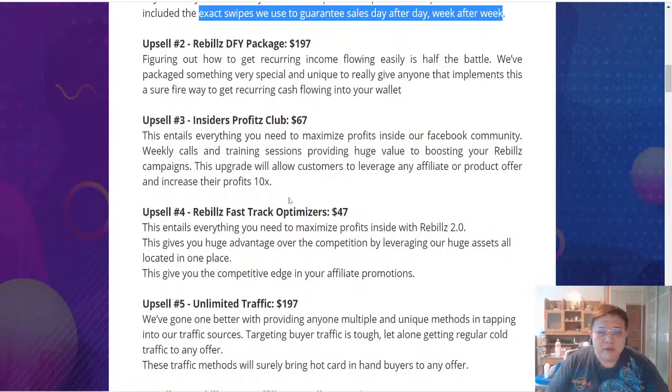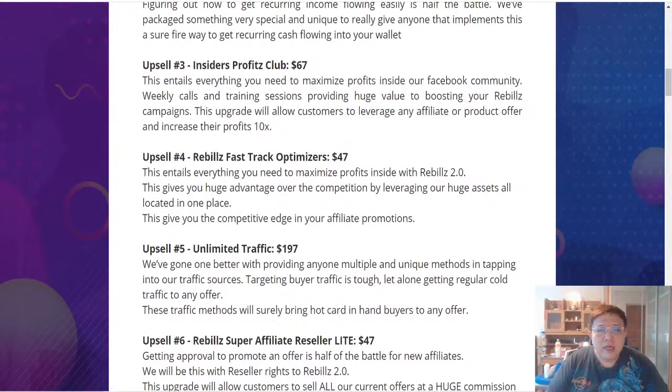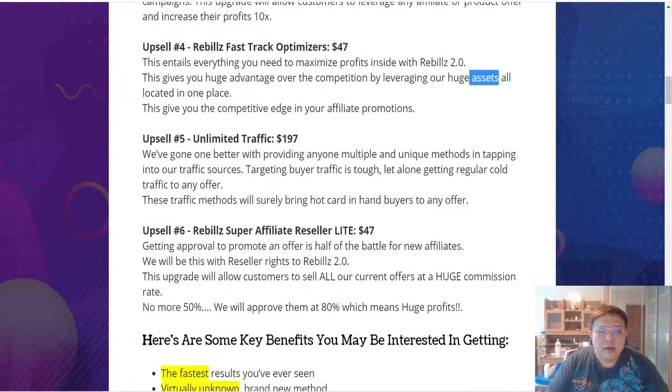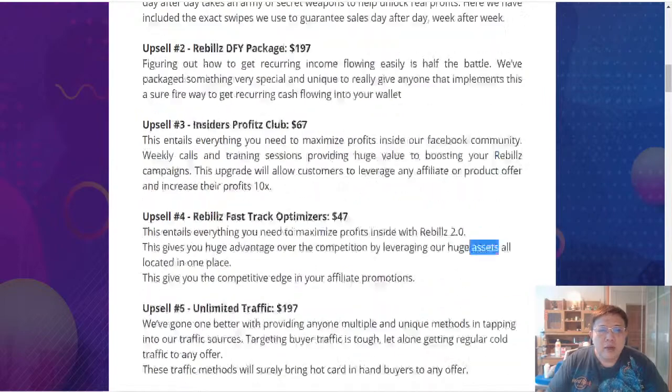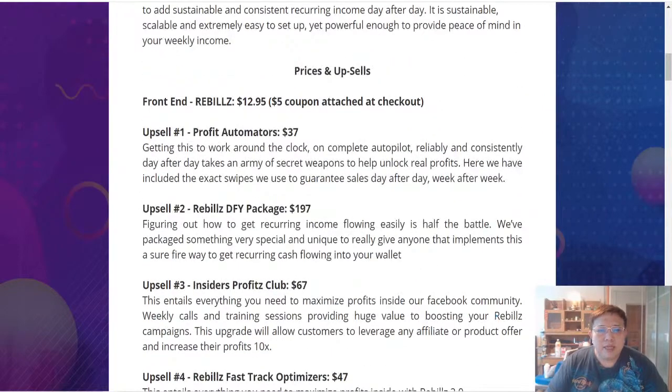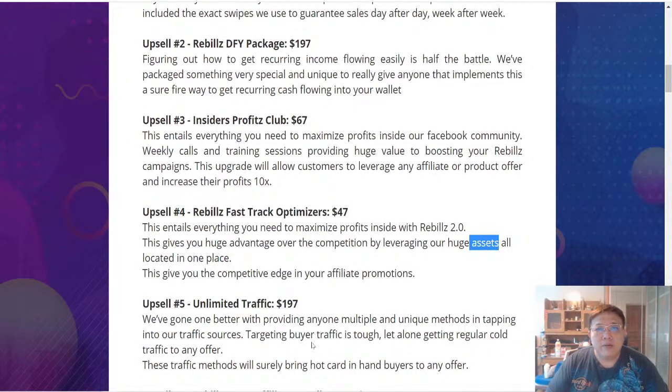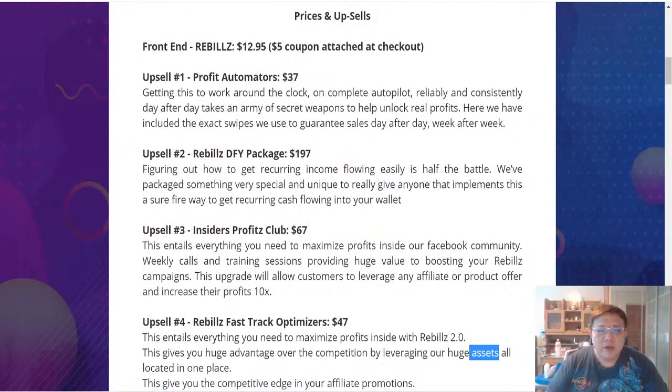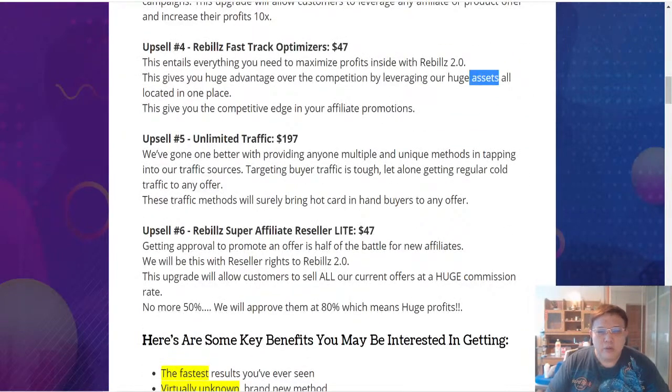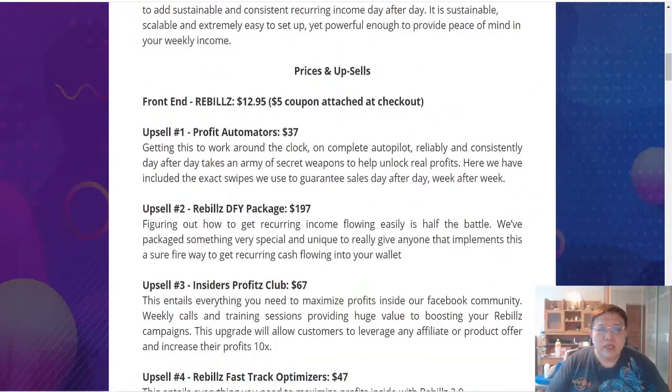Now the rest of the upsells, for example, you have the fast track optimizer, giving huge advantage over the competition by leveraging all their assets in one place. You have this thing called unlimited traffic. From my understanding, for respective upsells, there are actually different downsells. Meaning to say, if you don't want to purchase it at $37, you can exit the page, and another downsell page will come up, which is something like, I think, $27 or $20. So you actually save some money. Even for the front end offer, there's a $5 coupon attached upon checkout. So effectively, you're only paying $7.95.